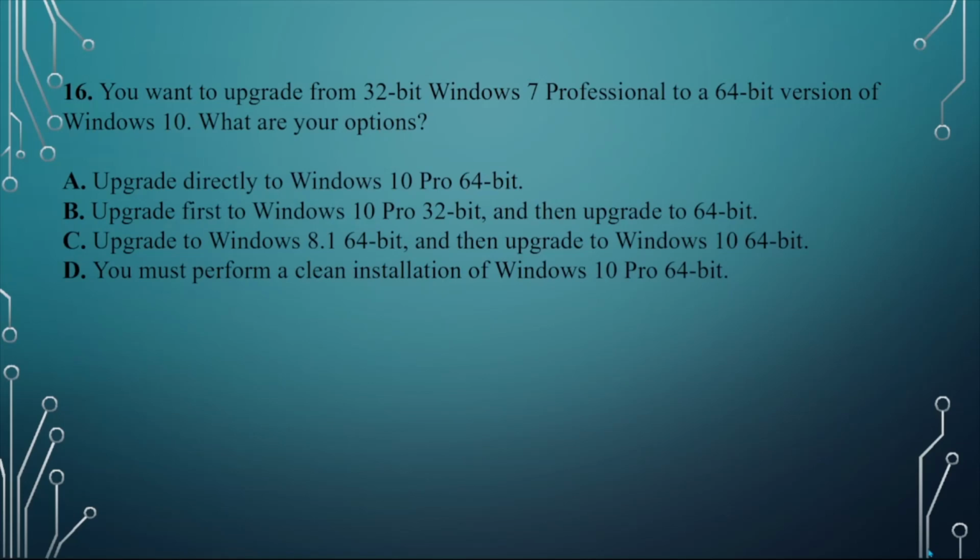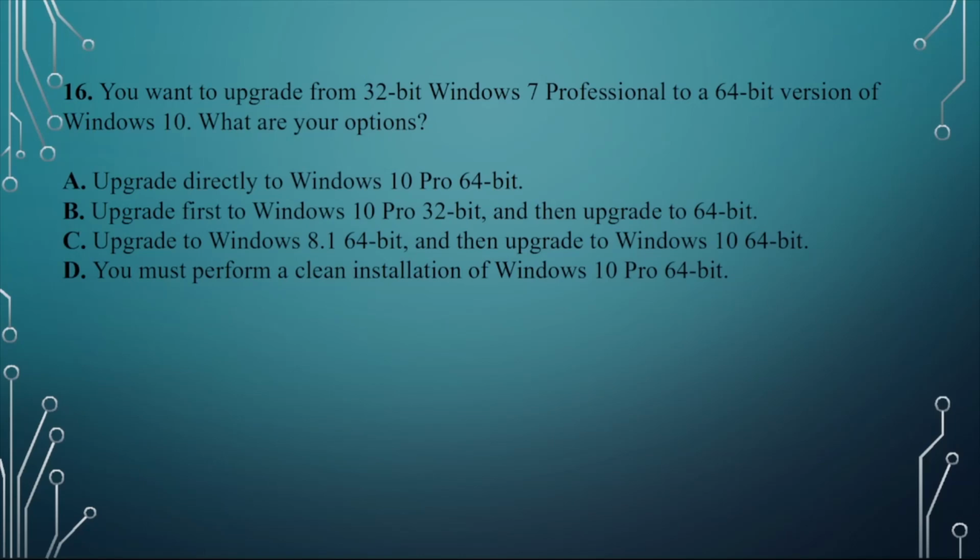Question 16. You want to upgrade from 32-bit Windows 7 Professional to a 64-bit version of Windows 10. What are your options? A. Upgrade directly to Windows 10 Pro 64-bit. B. Upgrade first to Windows 10 Pro 32-bit and then upgrade to 64-bit. C. Upgrade to Windows 8.1 64-bit and then upgrade to Windows 10 64-bit. D. You must perform a clean installation of Windows 10 Pro 64-bit.